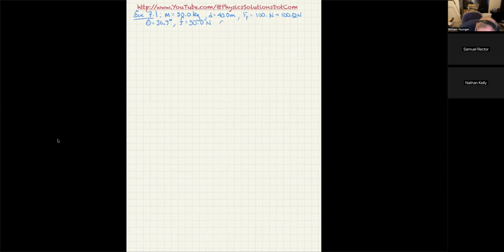For part A, we want to know the work done by each force. So we want to know the work done by the friction force. We want to know the work done by the pulling force. We want to know the work done by the normal force.